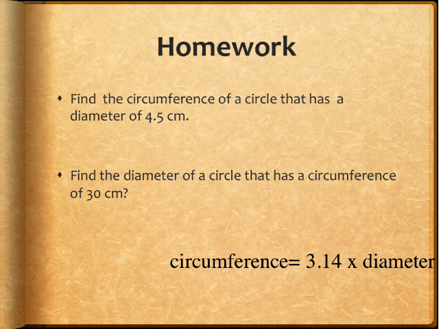All right. So find the circumference of a circle that has a diameter of 4.5 centimeters, and find the diameter of a circle that has a circumference of 30 centimeters. Those are your 2 questions you have for homework today. Anybody have any questions?